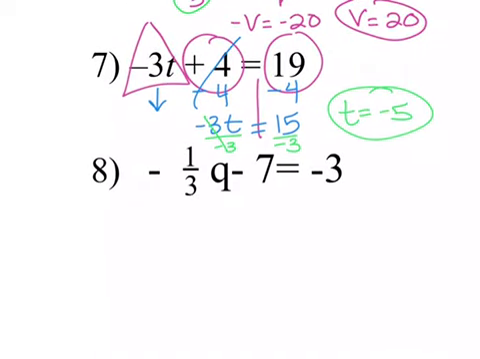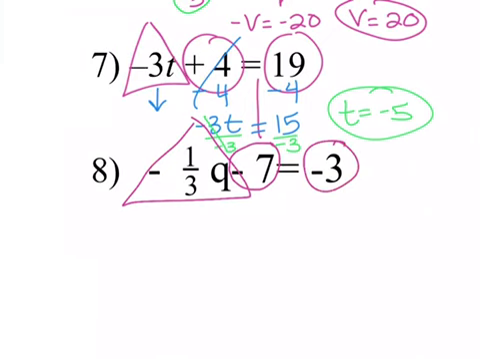And number 8, the doozy, negative 1/3 q, minus 7 equals negative 3. So the only thing I can get rid of is this minus 7. So the opposite would be plus 7. And so I get 4. And then I'm going to bring this whole thing down. So negative 1/3 q equals 4.